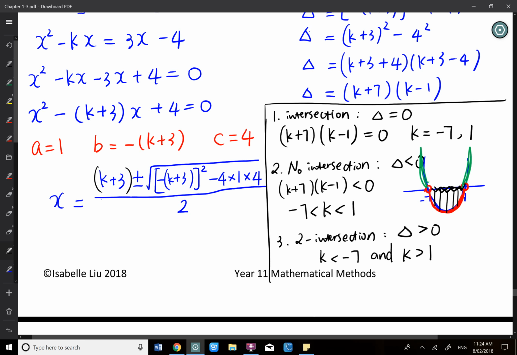So this is a good question. It puts the discriminant question and quadratic inequality together to ask you to solve for 3 different cases. So this will be an important question. I have seen this in the VCE exam as well. Even though it's Year 11, this can still appear in the VCE exam. So it's quite an important question.